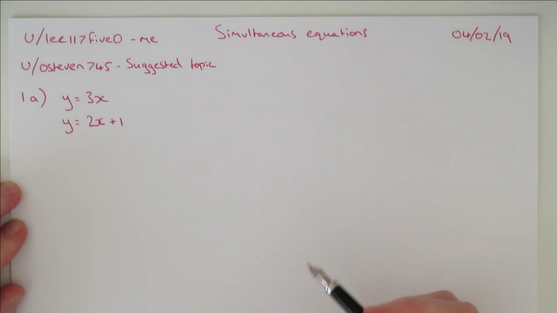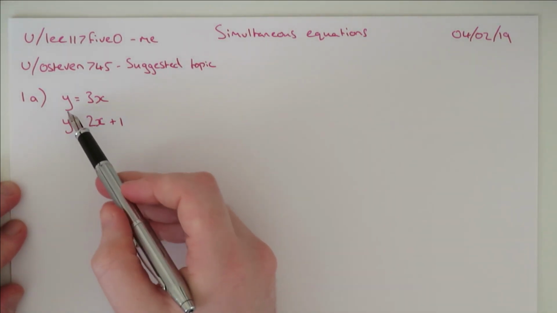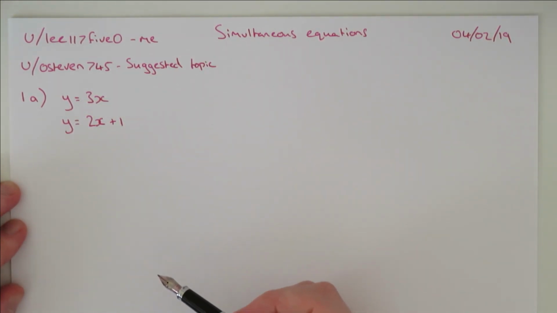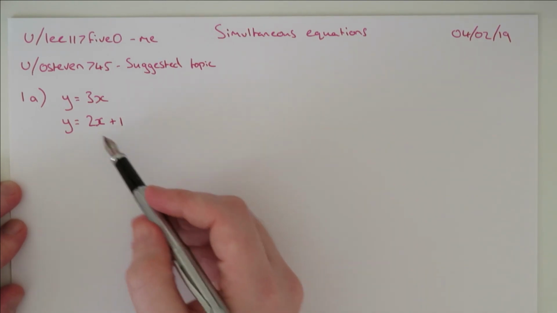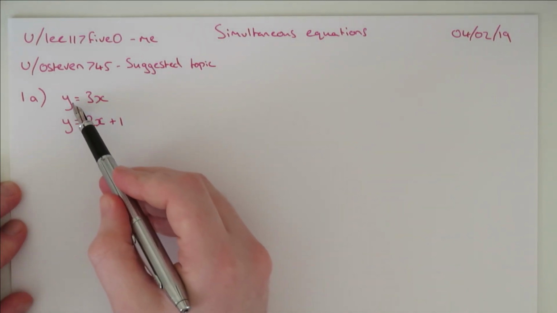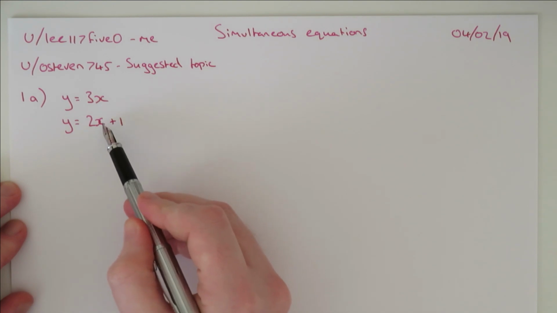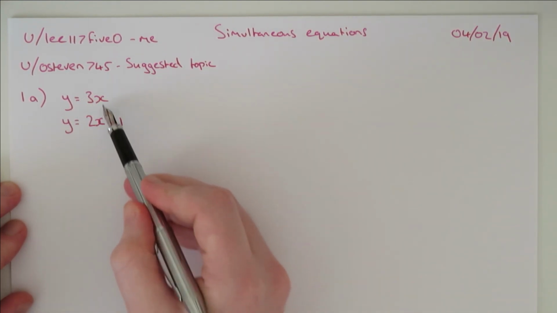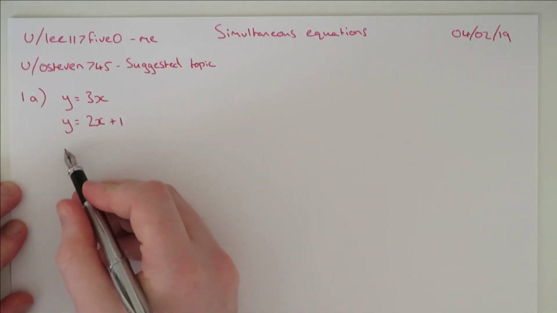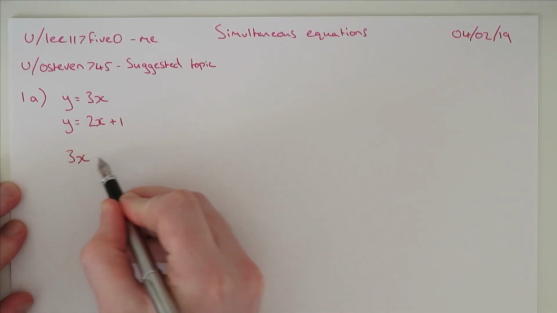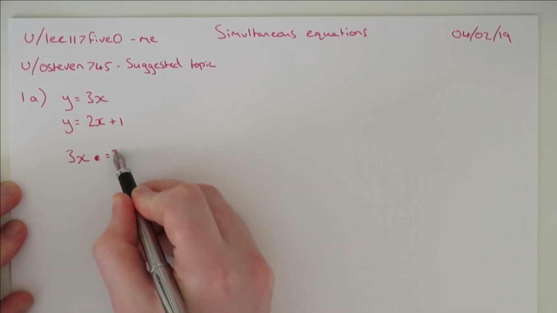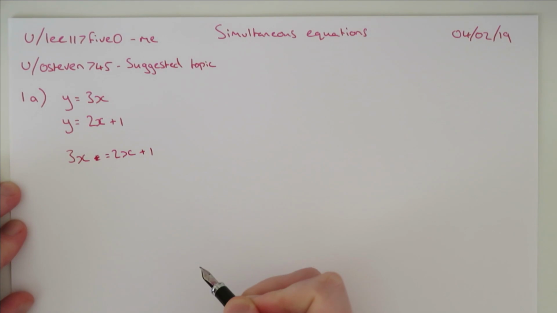So this example here is about as simple as simultaneous equations get, really, where you have y equal to something and then y equal to something else. So in this case, it's quite straightforward. You simply say that 3x in this case is equal to 2x plus 1, because if y equals that and y equals that, then these equal each other. Okay, so in this case 3x equals 2x plus 1.